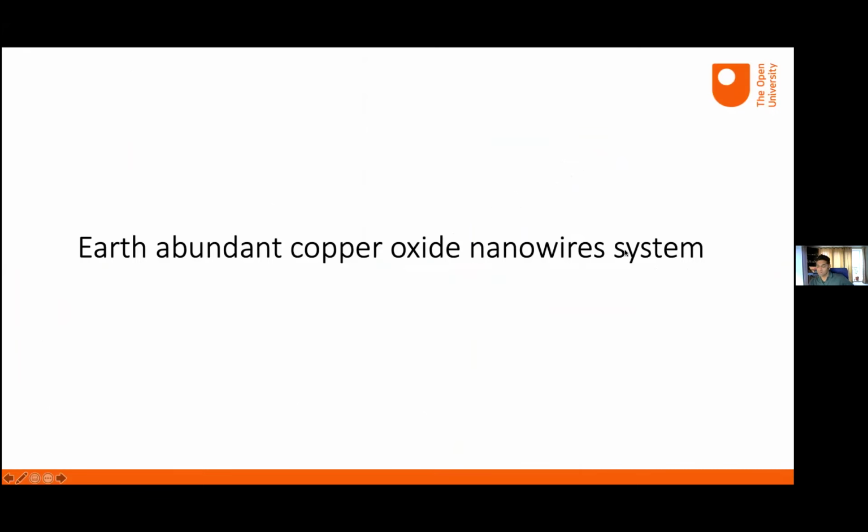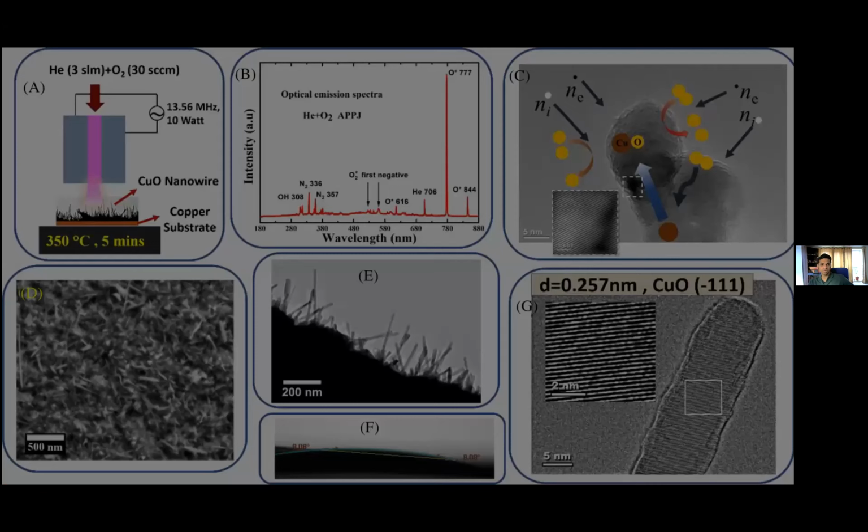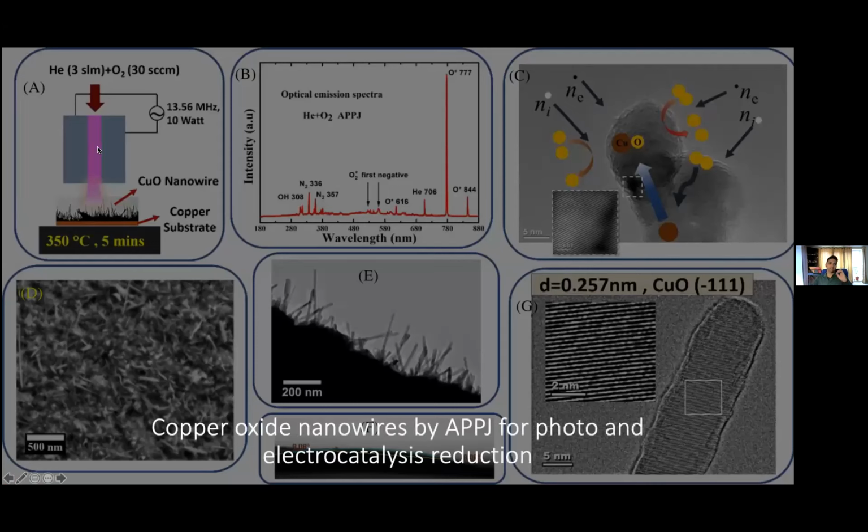So when we started looking at what other systems we can work on, there are the copper oxide systems, where copper is an earth abundant material. So we use the power of our plasma system. So this is nothing but a plasma. Plasma is like a torch.